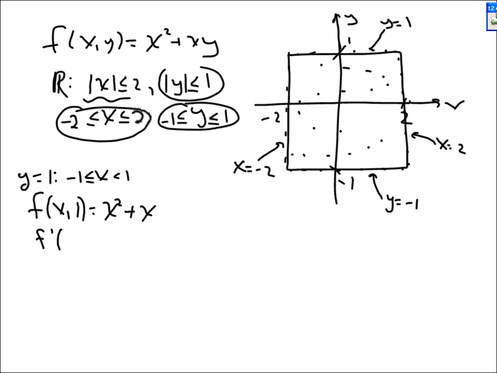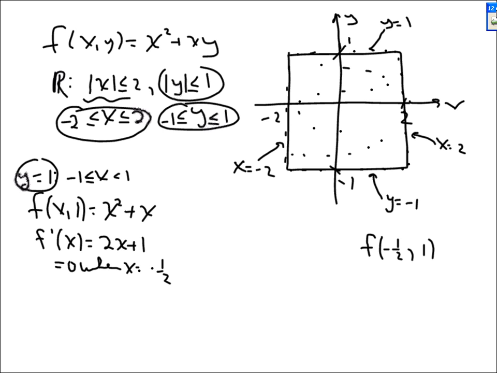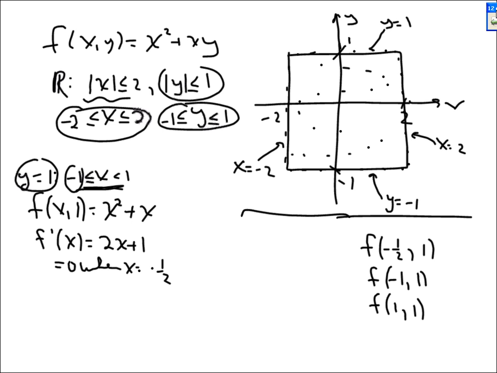And we can take the derivative. This is 2x plus 1. It equals 0 when x is equal to negative a half. Okay, so what we need to do is, and I'll keep the bookkeeping over here, we need to check f(negative a half, 1). We need to check the endpoints: negative 1 for x and 1 for y, 1 for x and 1 for y. X is changing, y is constant. So we need to check those, and I suspect we're going to get some more.